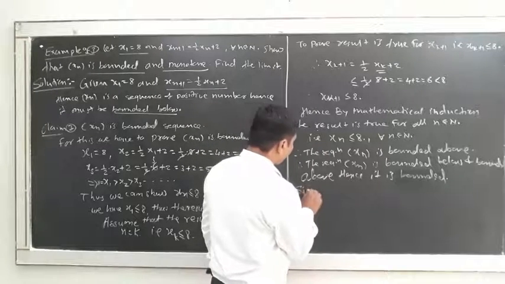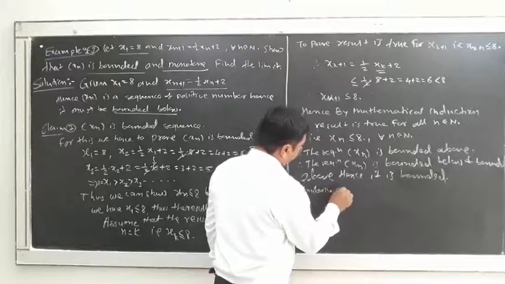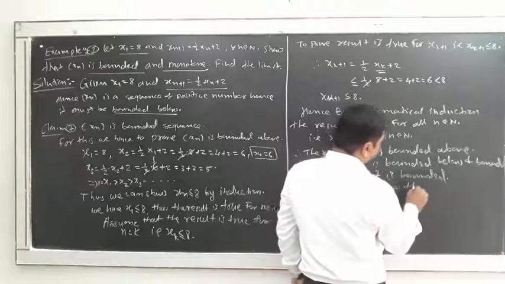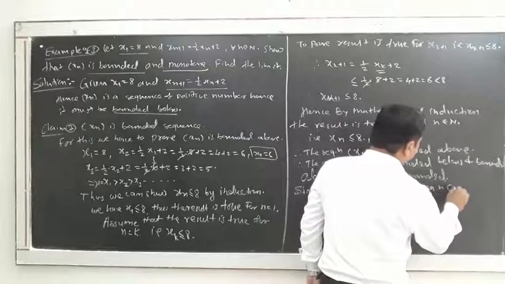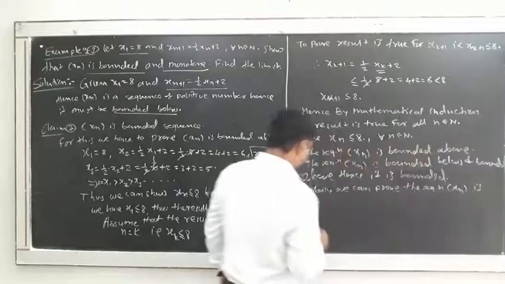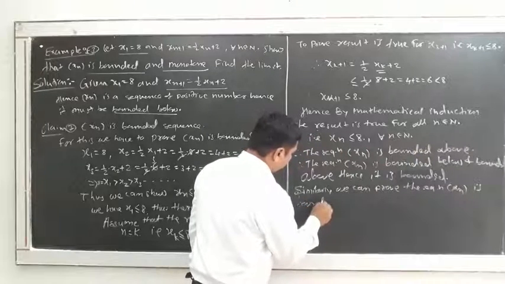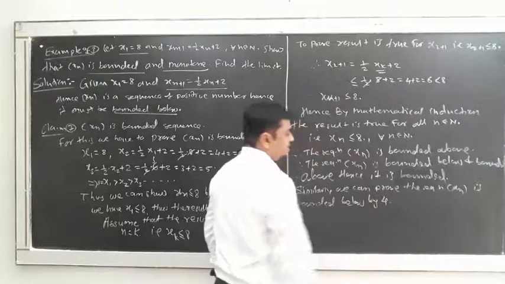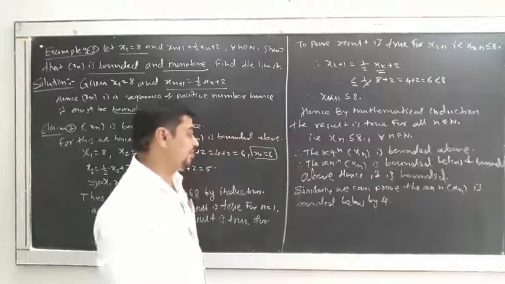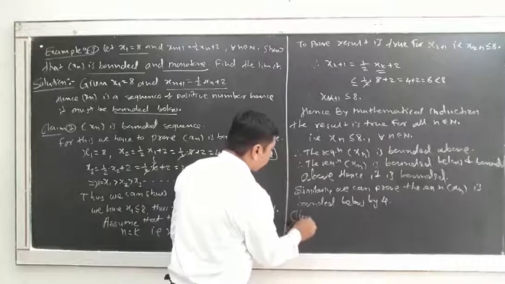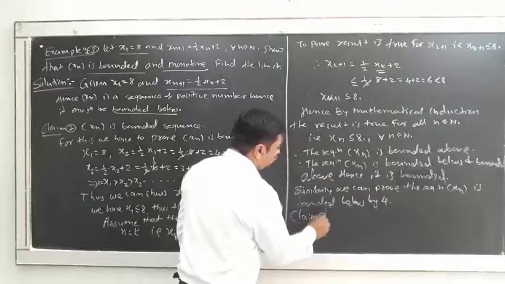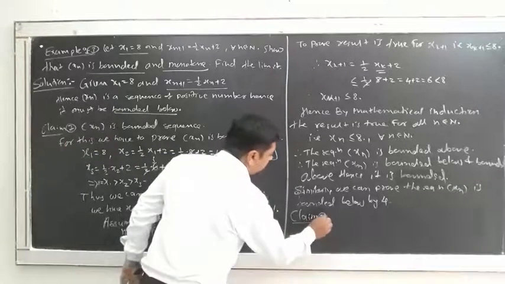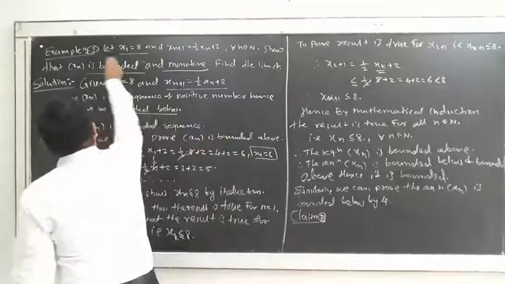Similarly, we can prove the sequence xn is bounded below by 4. Now we have to prove claim second. Now claim first is proved. Now we have to prove the claim second. First, bounded, we proved.